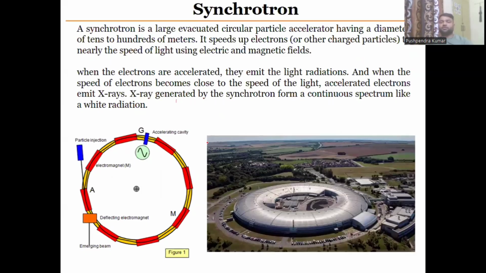Synchrotron, what is the synchrotron? Synchrotron is also an X-ray generator. Synchrotron is also an instrument from where we generate the X-rays. Synchrotron is a large evacuated circular particle accelerator.